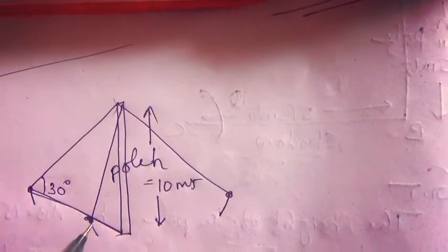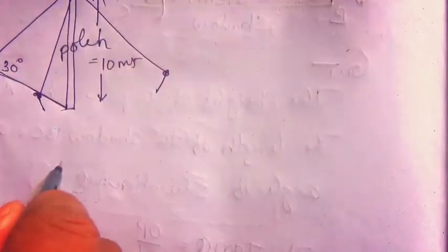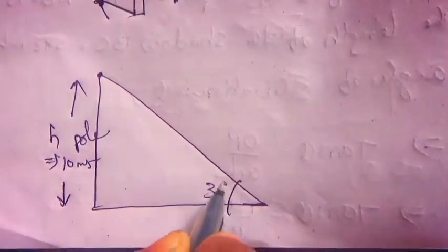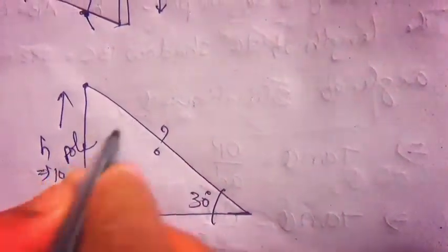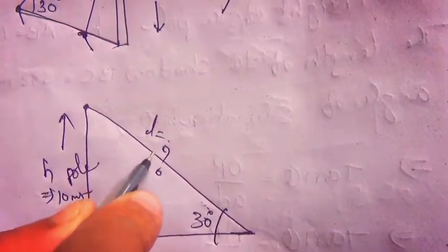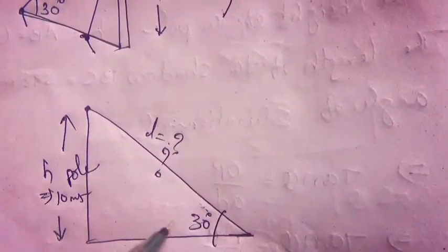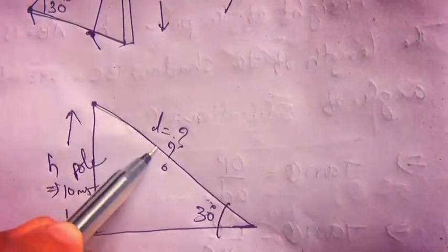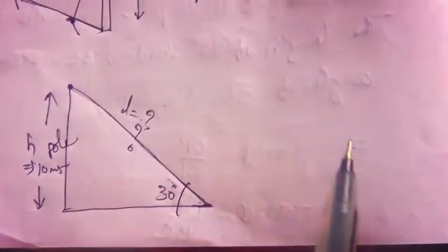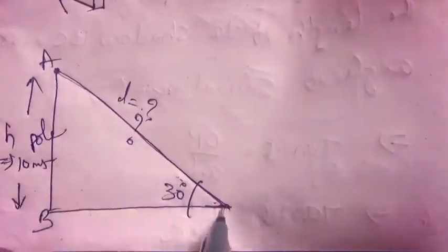First of all, I'll take one triangle, it is a rough diagram. So it is pole. The height is 10 meters, and it is rope with the ground. With the ground it makes 30 degrees of angle, and we have to find out the length of the rope. For this only one rope I took here, but addition of 3 ropes you will get the total length of the rope. So A, B, C.